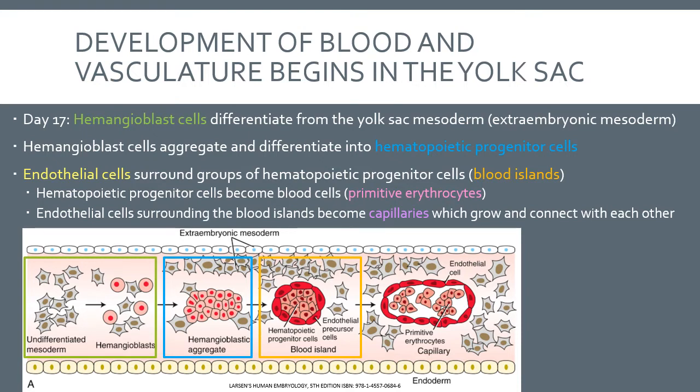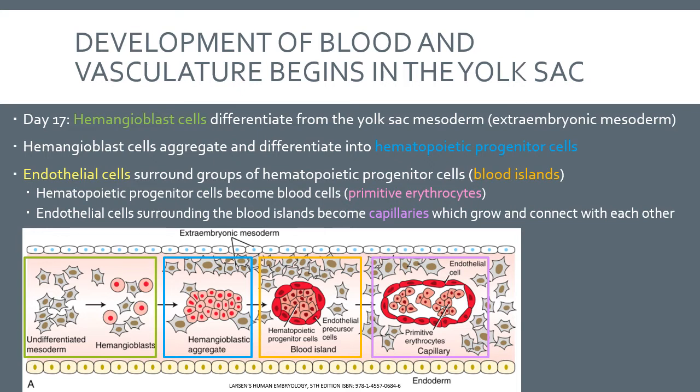The hematopoietic progenitor cells, from there they differentiate further into what are actual blood cells or primitive erythrocytes. So they're not exactly the same as the blood cells or the erythrocytes that you have in an adult human, but they perform a very similar function. And then the endothelial cells that are surrounding the blood islands will become the capillaries, and they're going to grow and connect with each other as capillaries do when they're developing.